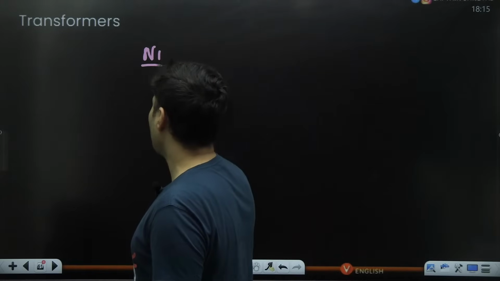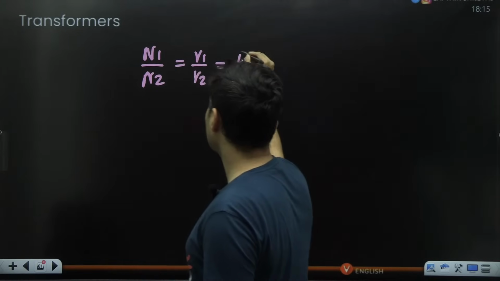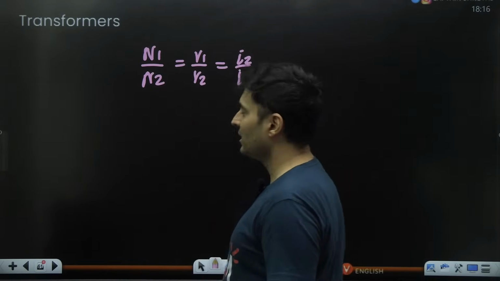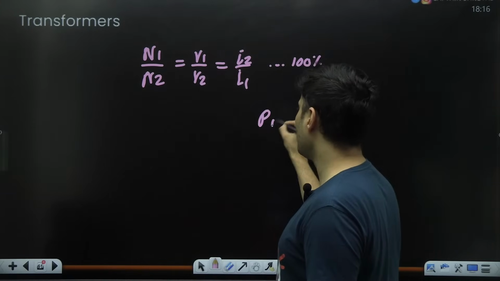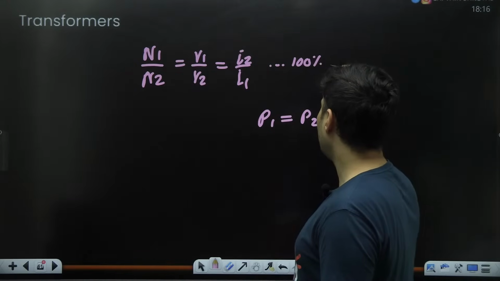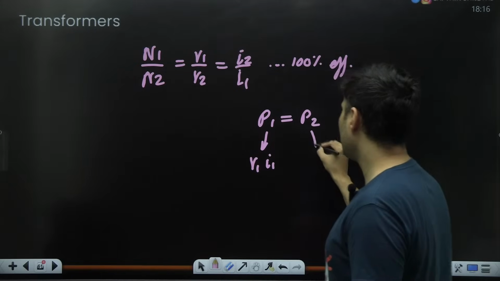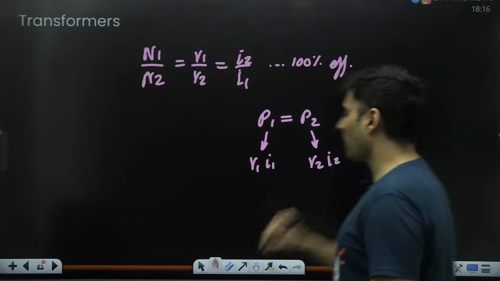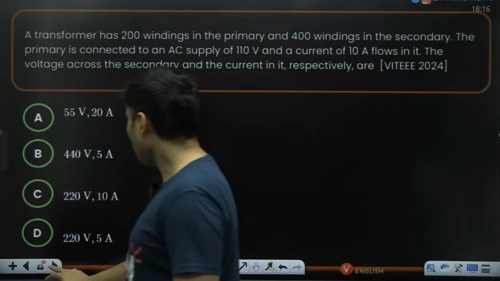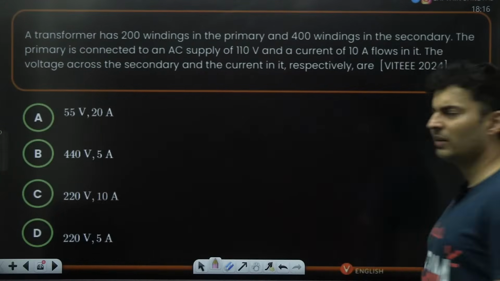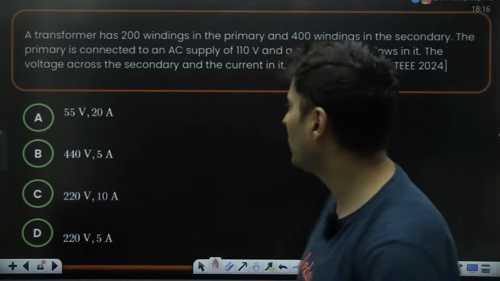Transformers: primary turns by secondary turns is primary voltage by secondary voltage, which is secondary current by primary current. This is assuming 100% efficiency. Remember, we assume input power is output power, and power is nothing but V1 I1, which is nothing but V2 I2. We generally assume input and output power to be equal because of 100% efficiency. If it is not, then you take that output power is 20% less, 30% less, whatever it is.